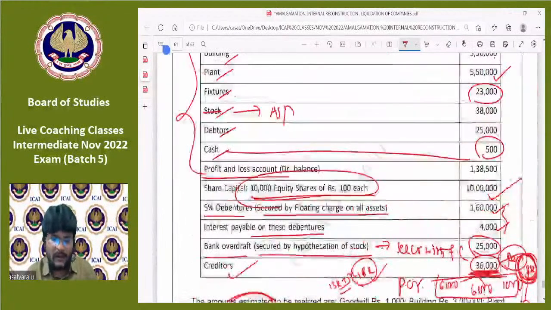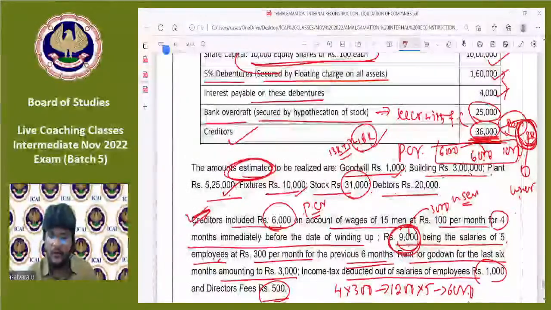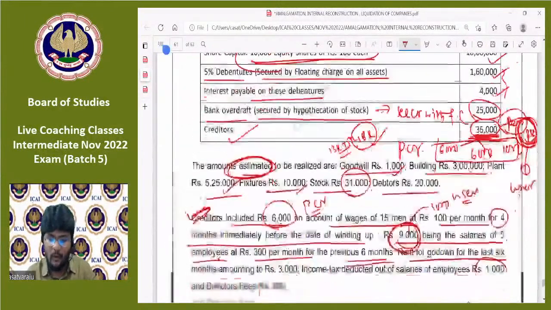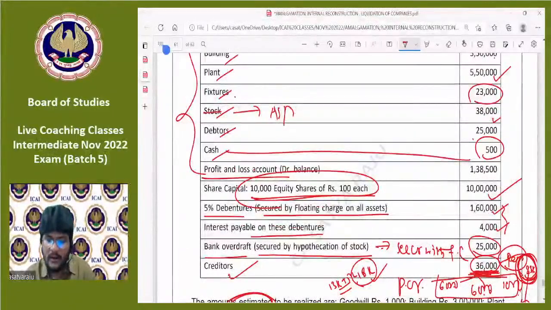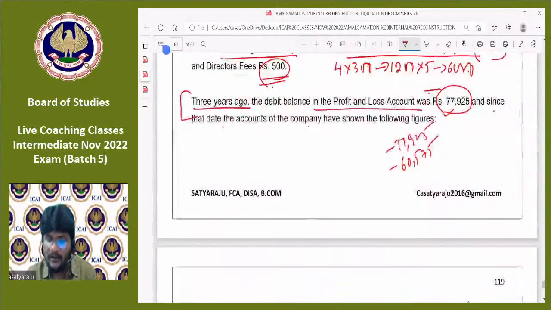Next, guys, stock 38,000 is there. How much did you realize for the stock? 31,000 only. Still 7,000 loss is there, minus 7,000. Next, debtors 25,000 is there. How much did you get from the debtors? 20,000 only. How much loss is there? 5,000 loss is there, minus 5,000. So realization loss, if I'm not wrong, I got 1,99,000.